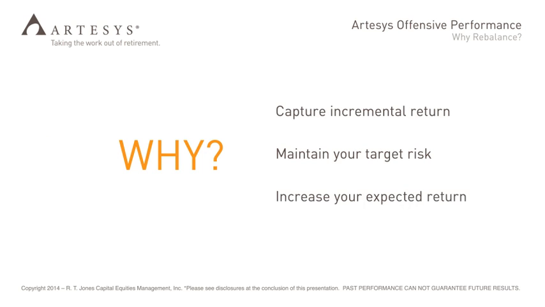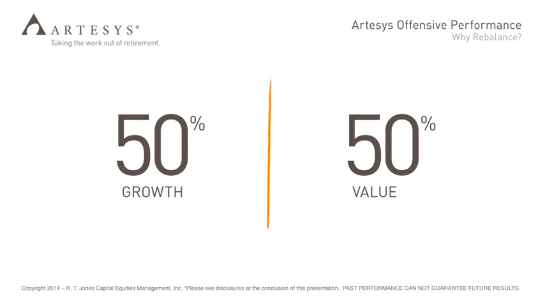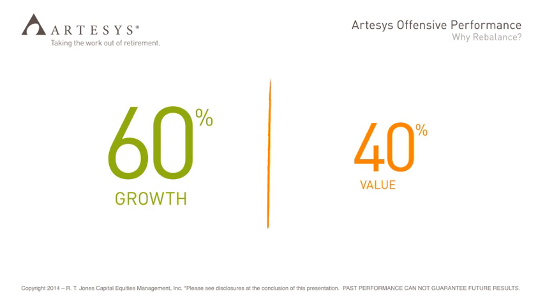For example, say you invest 50% of your account in growth stocks and 50% of your account in value stocks. At the end of the year, growth stocks have outperformed value stocks. When you look at your account statement, you might see 60% of your account in growth stocks and 40% of your account in value stocks. What has happened? The expected risk or chance of a loss in your portfolio has increased since growth stocks are more risky or volatile than value stocks.